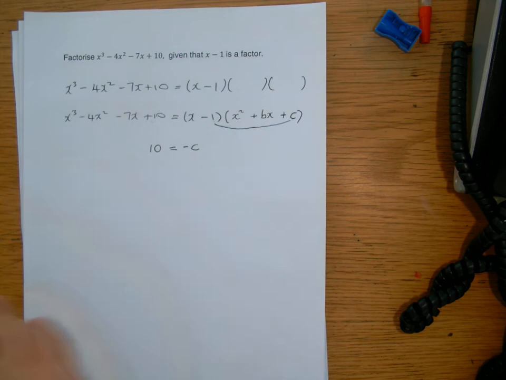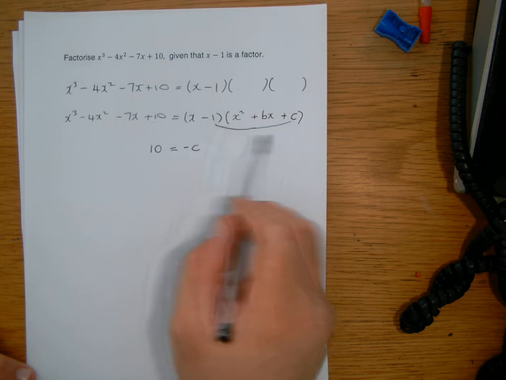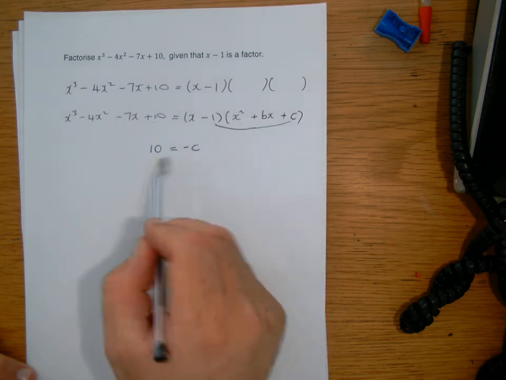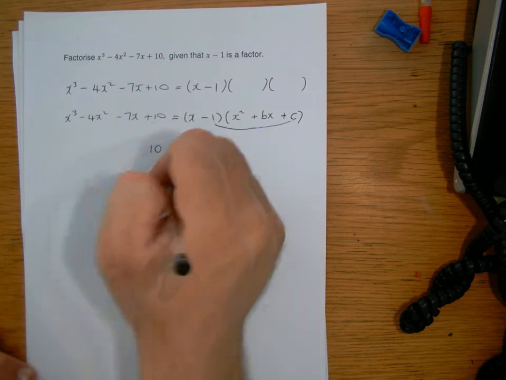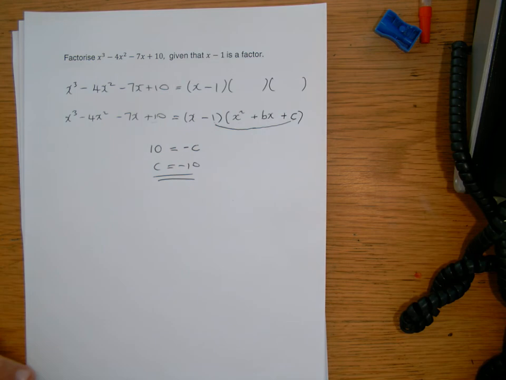So what we're doing here is we're equating both sides, and we're looking at constants that are on both sides. On this side here I've got a 10. On this side, to get a constant, I'll be multiplying this out here, and I get minus c. So 10 is minus c, and that means that c has got to be minus 10. So I've worked out what c is, okay?